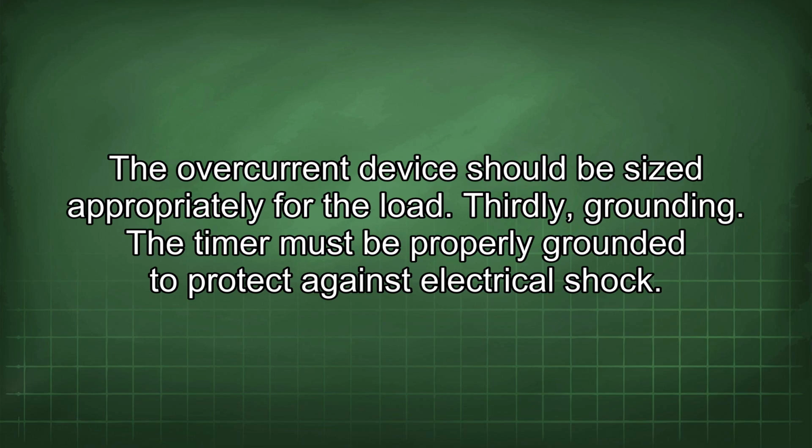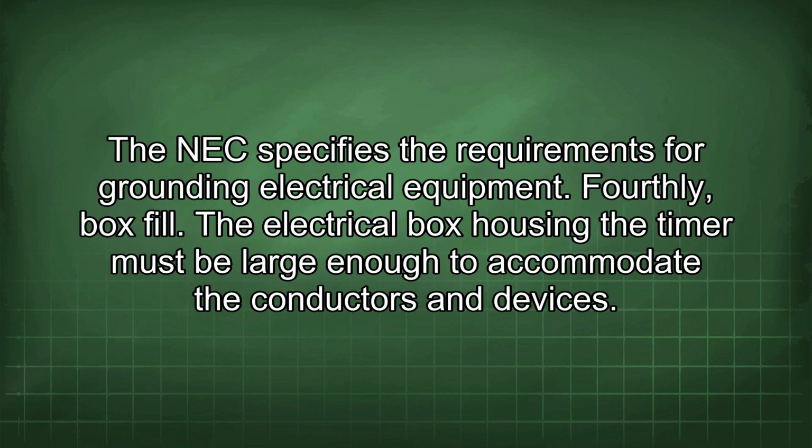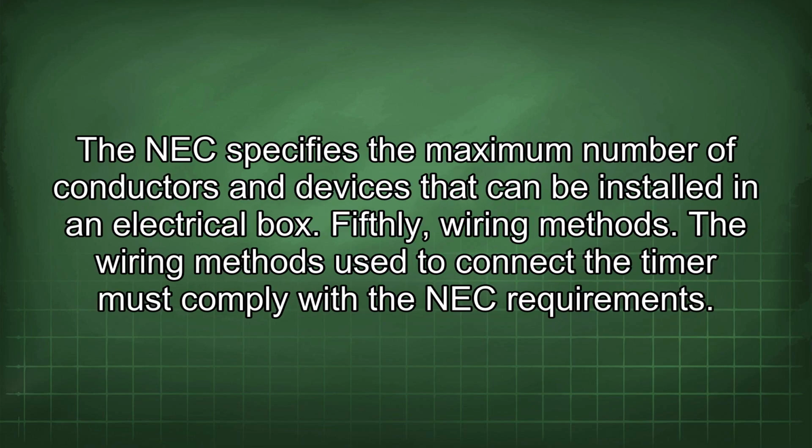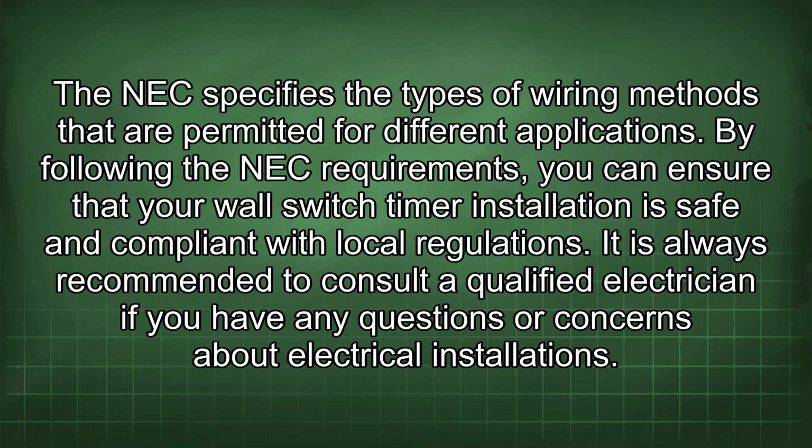Thirdly, grounding. The timer must be properly grounded to protect against electrical shock. The NEC specifies the requirements for grounding electrical equipment. Fourthly, box fill. The electrical box housing the timer must be large enough to accommodate the conductors and devices. The NEC specifies the maximum number of conductors and devices that can be installed in an electrical box. Fifthly, wiring methods. The wiring methods used to connect the timer must comply with the NEC requirements. The NEC specifies the types of wiring methods that are permitted for different applications.